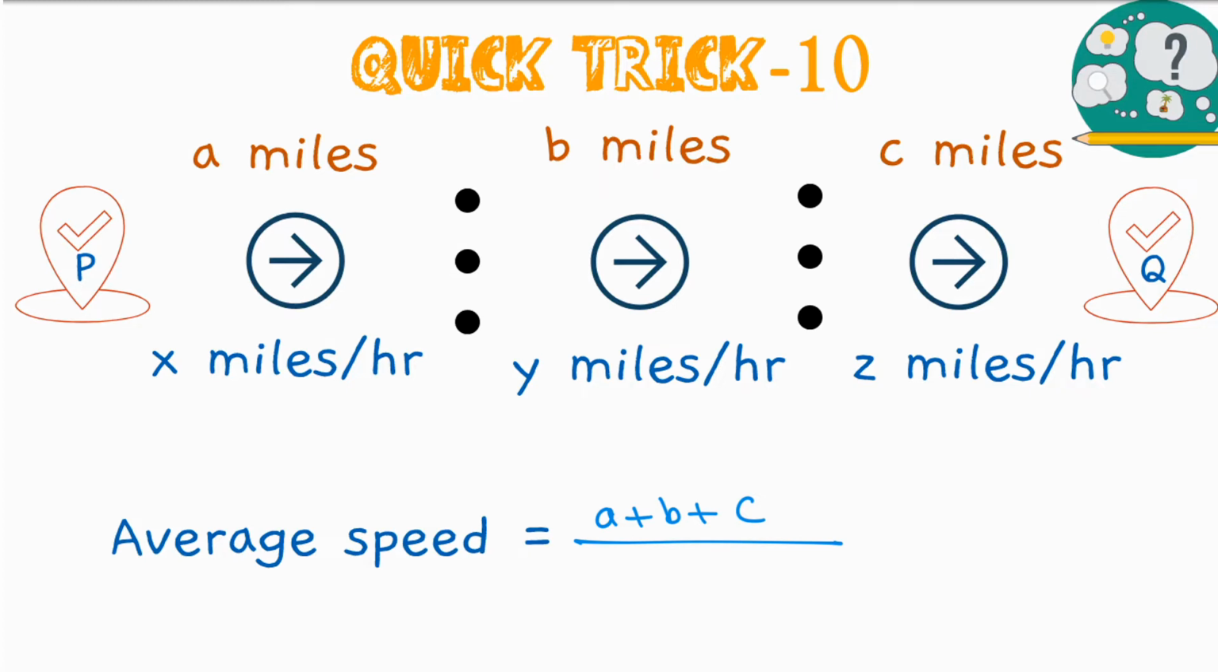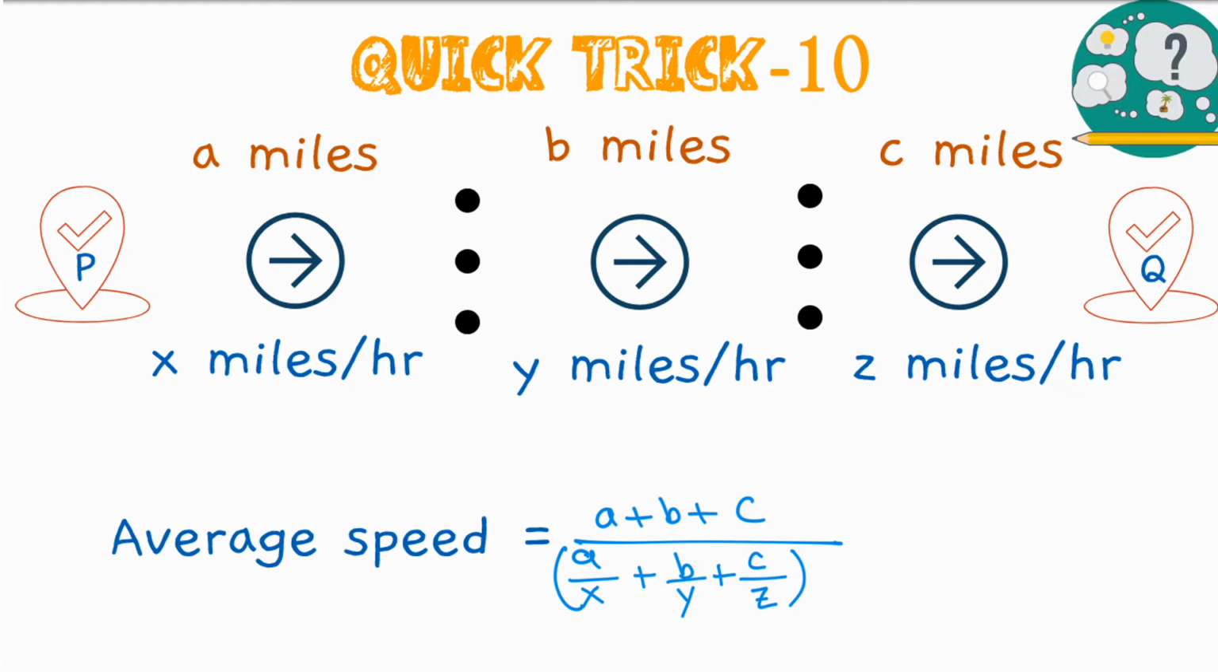As he covered the first A miles with x miles per hour, the time required to cover that A miles distance is simply given by A over x. Similarly, the time required to cover B miles is B over y. And similarly, the time required to cover the last C miles distance would be C over z. So the summation of these individual times gives the total time that is required to cover the entire distance.